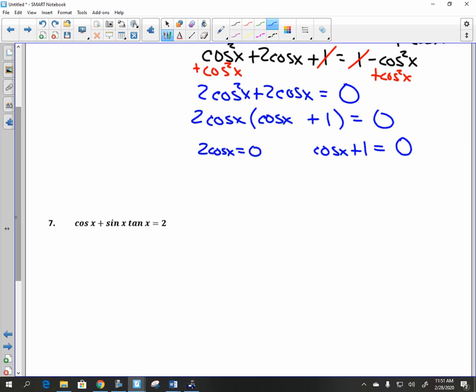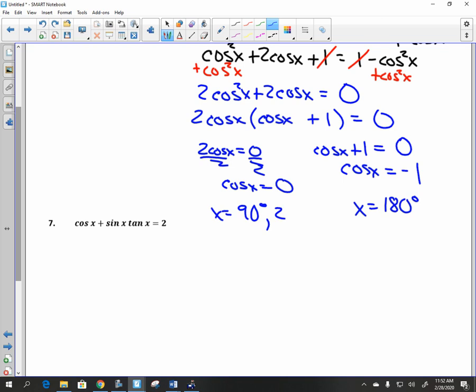So where is cosine of x equal to -1? Cosine is the x value. And so you can see over 180 degrees, the x value is -1. So x equal to 180 degrees. Alex is on the ball today. Good job. And then we divide by 2, and you're wondering where is cosine of x equal to 0? So where is the x value equal to 0? 90 and 270.